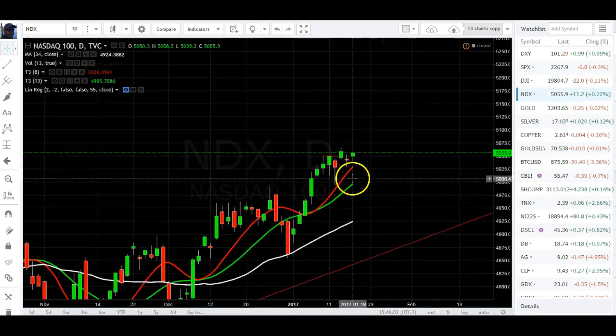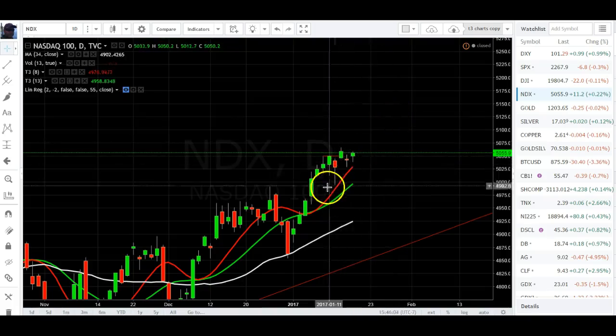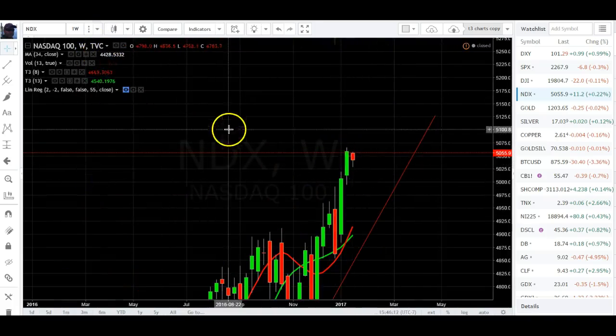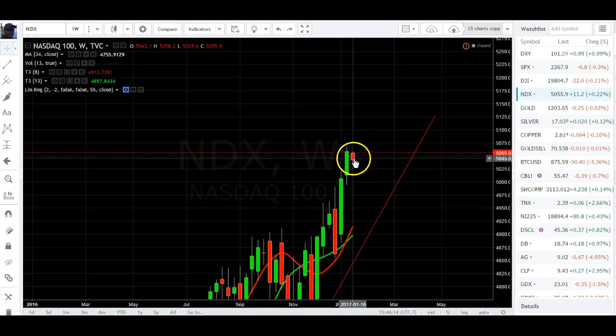Look for previous high breaks on this. Looks like the intermediate trend is straight up. But so far on a weekly we have a bearish harami, so I'd have to do something to get outside of that.